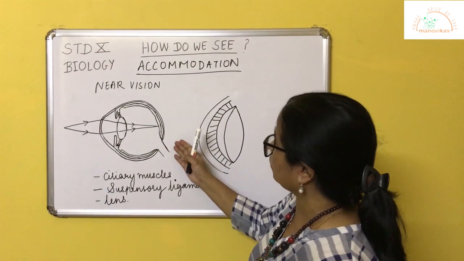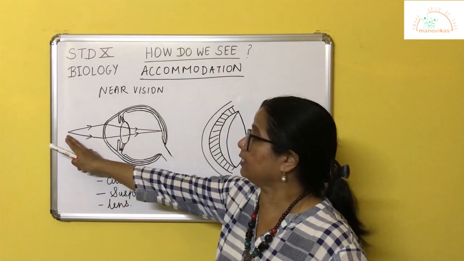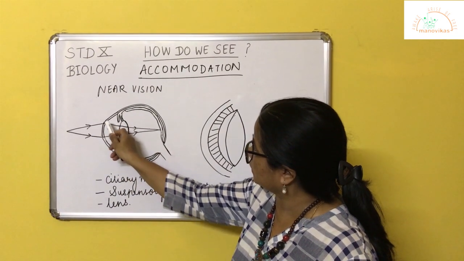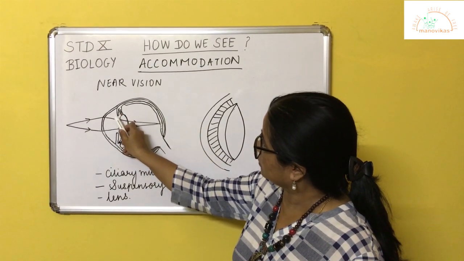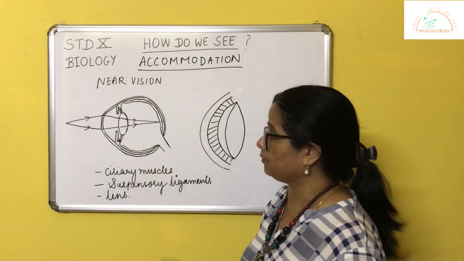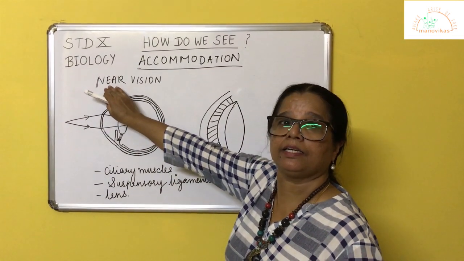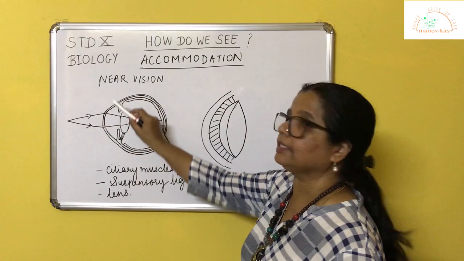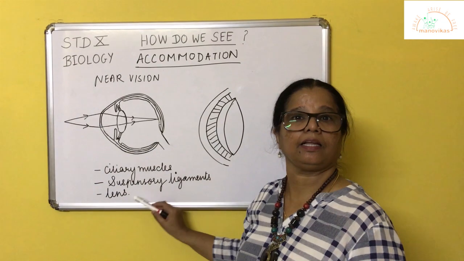Now see, for you I have drawn here the structure of the eye. Look at the object, it's close to the eye, near vision. The light rays are entering, here they are converging, there's more convergence here, passing through the pupil, this opening, and falling on the lens, and the image is being formed on the retina here. Now how is this achieved? When an object is placed at a near distance, how is near vision achieved? These are the parts of the eye that handle this process: the ciliary muscles, the suspensory ligaments, and the lens.